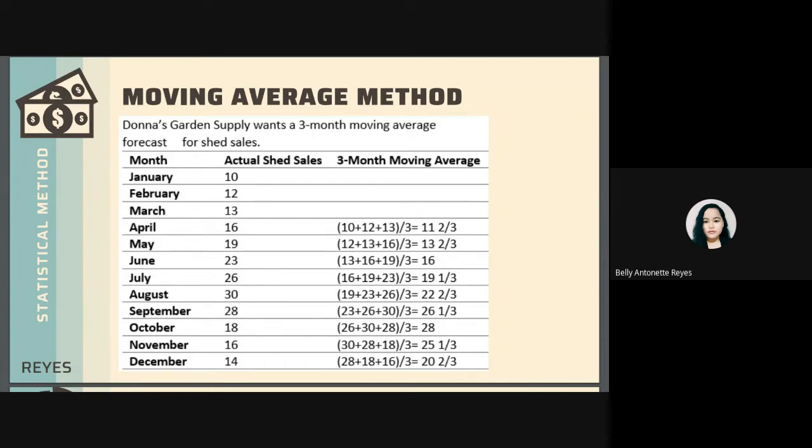We add all the demands for the past 3 months: 10 plus 12 plus 13, and the summation will be divided by 3. So for April, we have a forecasted demand of 11 and 2/3. For the next month, May, we now have to discard the January data and use February to April, since it is the most recent 3-month demand. The same thing, we add all 3 demands and divide the value by 3. Hence, our forecasted demand for May is 13 and 2/3. This process will then repeat until December. Next slide, please.